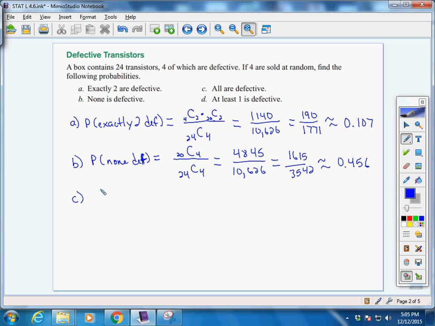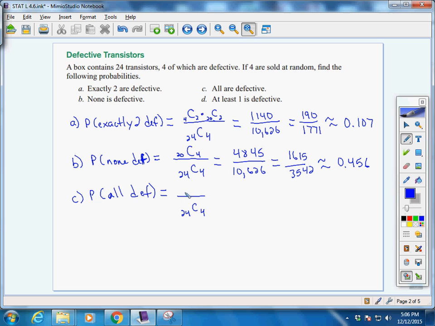How about all being defective? The probability that all are defective. Well, we're going to do the same thing again. We're taking 4 out of 24. And this time, how many are defective?